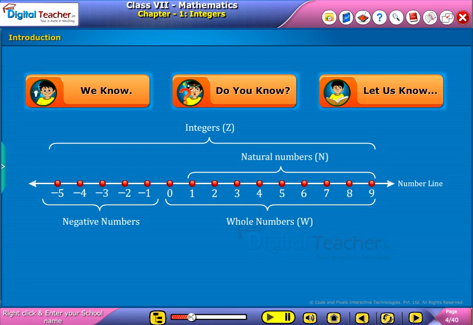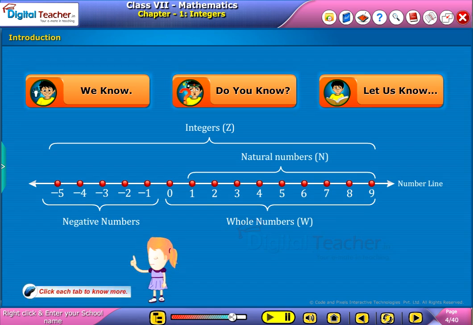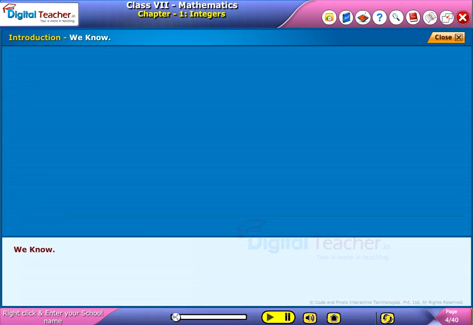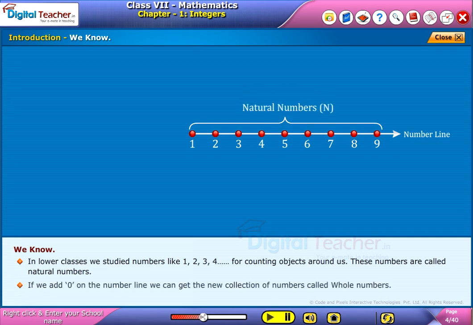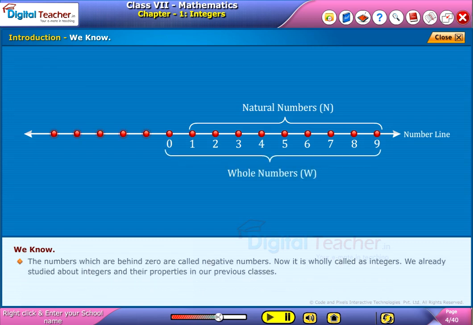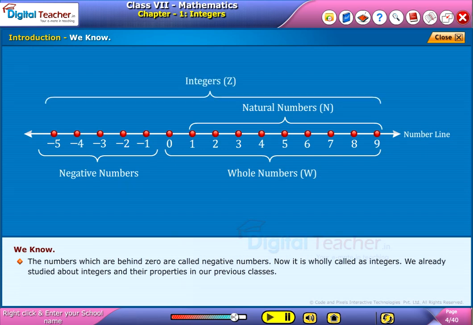Introduction. Before entering into the chapter, follow the instructions shown on the screen. Click each tab to know more. We know in lower classes we studied numbers like 1, 2, 3, 4 and so on for counting objects around us. These numbers are called natural numbers. If we add 0 on the number line, we can get the new collection of numbers called whole numbers. The numbers which are behind 0 are called negative numbers. Now, it is wholly called as integers.